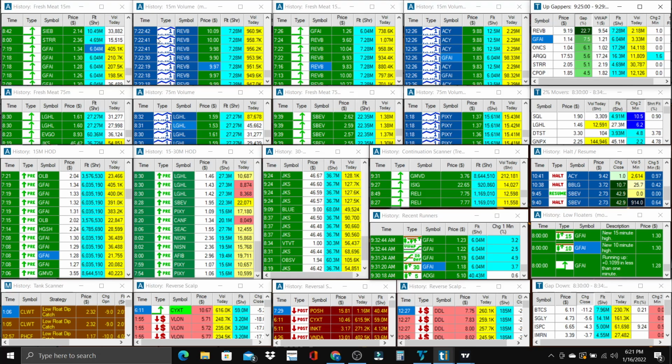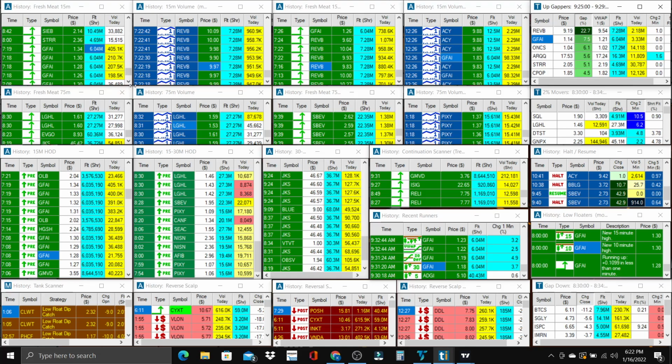This is the Fresh Meat 15, Fresh Meat 15 volume, and this is the Fresh Meat 75, Fresh Meat 75 volume. These ones right here, a lot of times, are going to spot volume coming into a stock before a press release or before news comes in. So 9 times out of 10, I'll see something in here moving. I'll mention it in a chat room, and we'll be talking about it. And then next thing you know, you'll either hear in the squawk box or in a press release that there was news on this particular stock, and it justifies the volume and price action that we're seeing. So these will spot those moves early on.